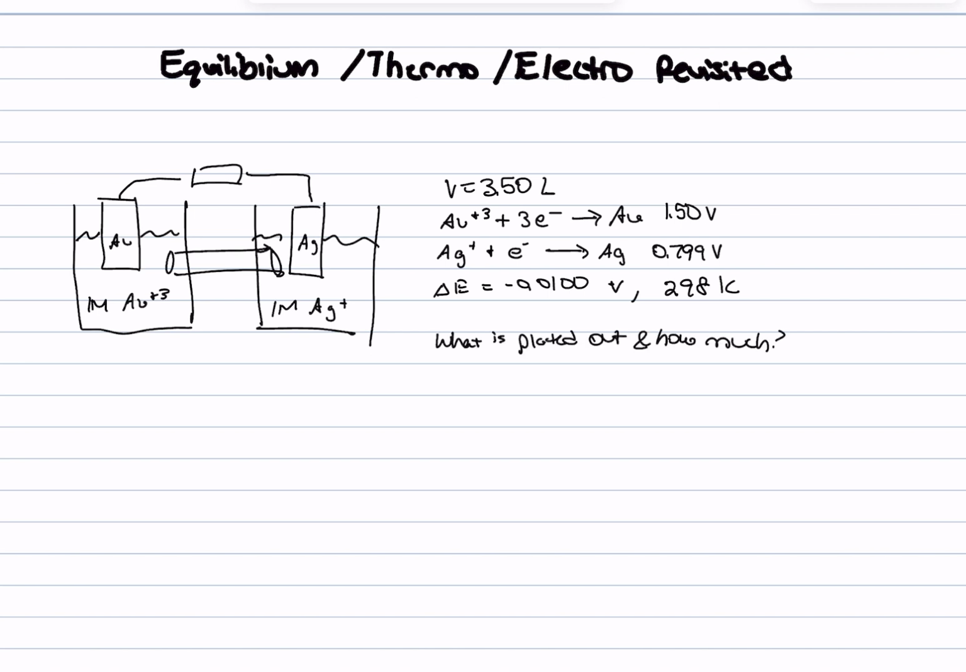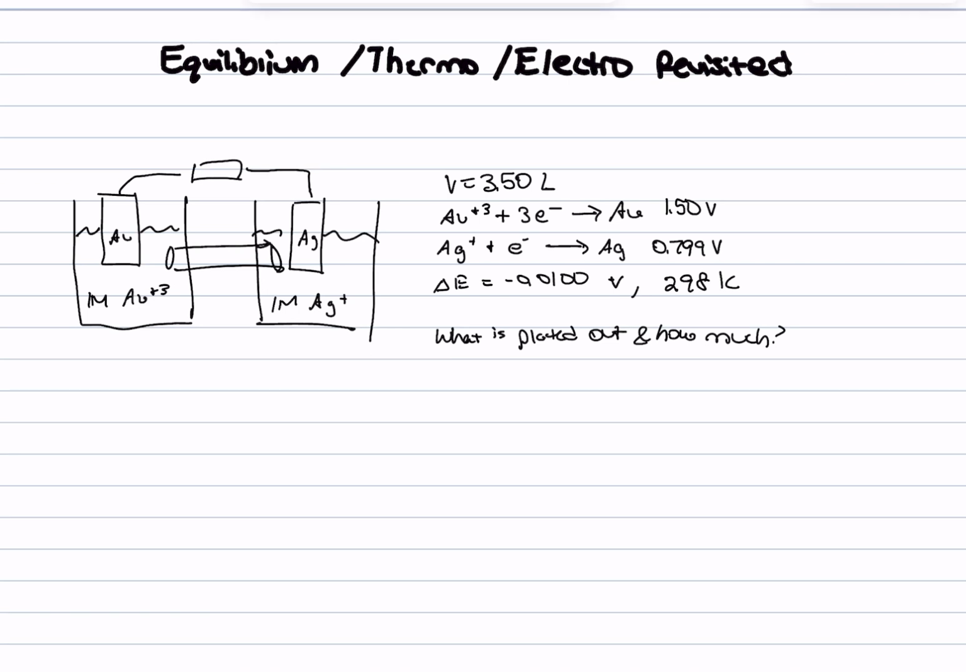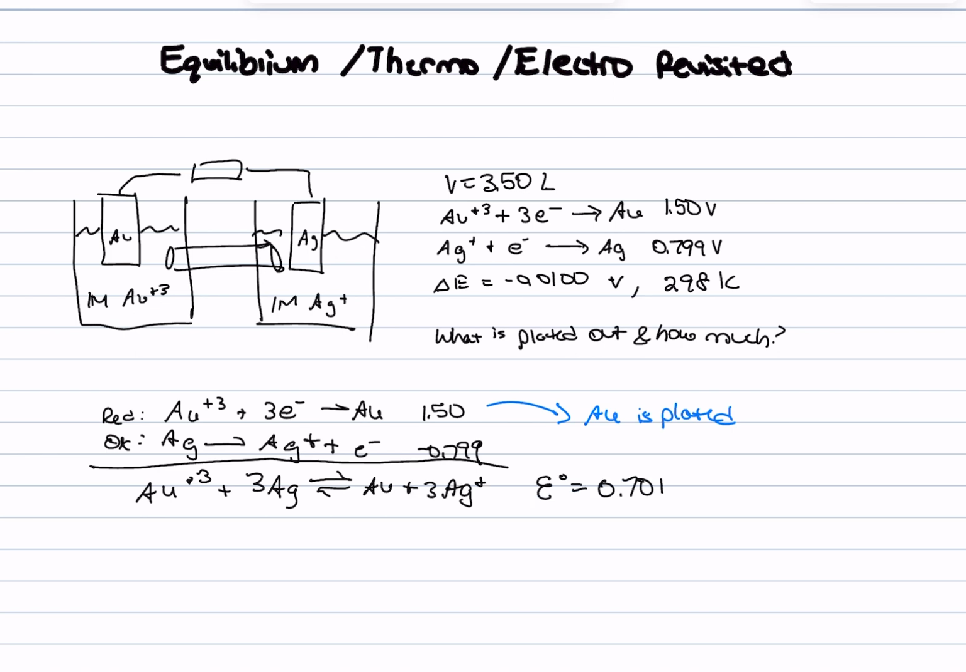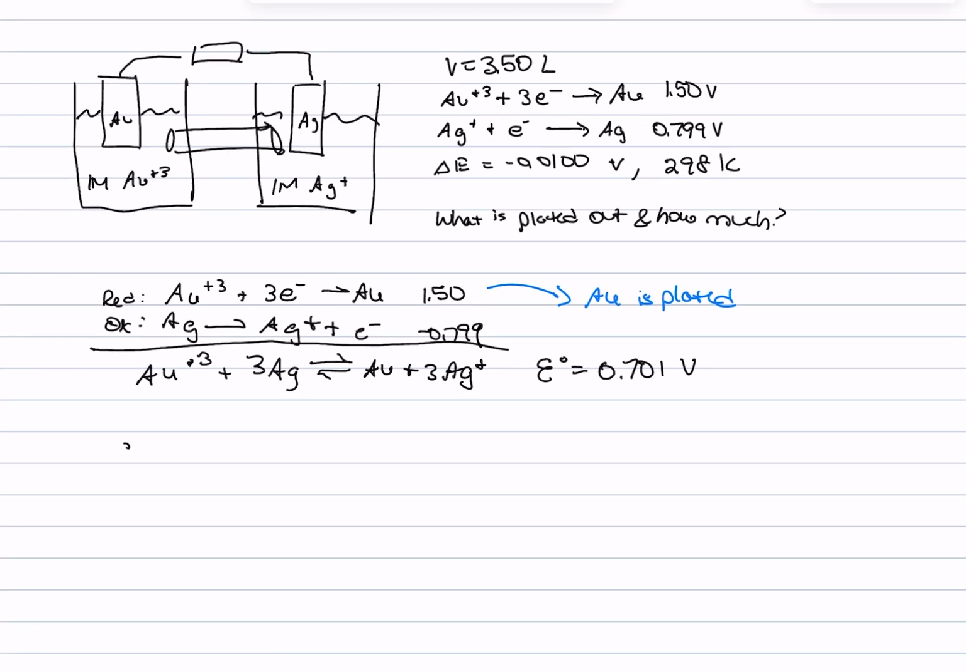So by looking at the reduction potentials, we know that gold must be plated out since the number is smaller, and so it's oxidized, and we flip it and inverse the voltage. And so we can write out that the reaction is Au plus 3 Ag+ goes to Au3+ plus 3 Ag, and the standard E will be 0.701 volts. And from there we can use the Nernst equation. So E is equal to E standard minus RT over nF ln Q.